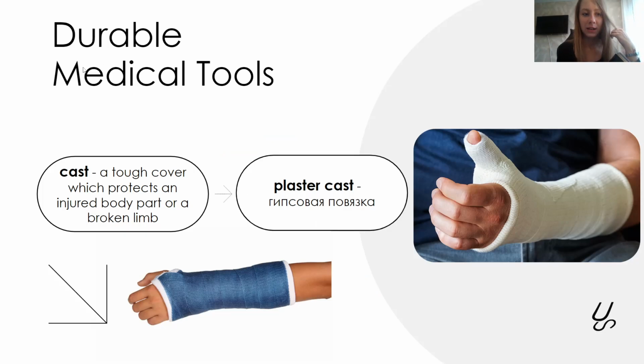Other durable medical tools. Cast. Cast is a special tough cover, and this tough cover usually protects a body part which was injured. For example, it can be a broken limb, and we use, for example, plastic cast. Here you can see plastic cast, but also we can have synthetic cast. It looks different. Synthetic cast or plaster cast.